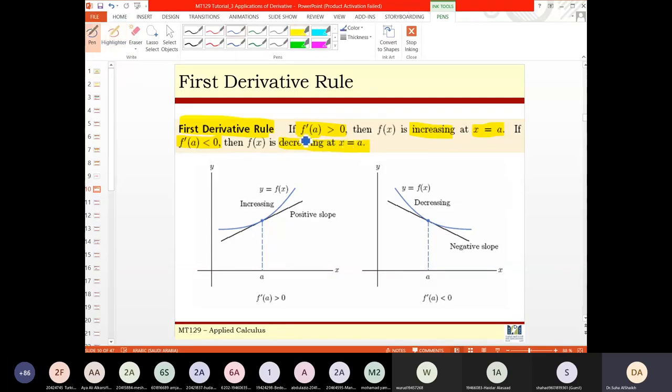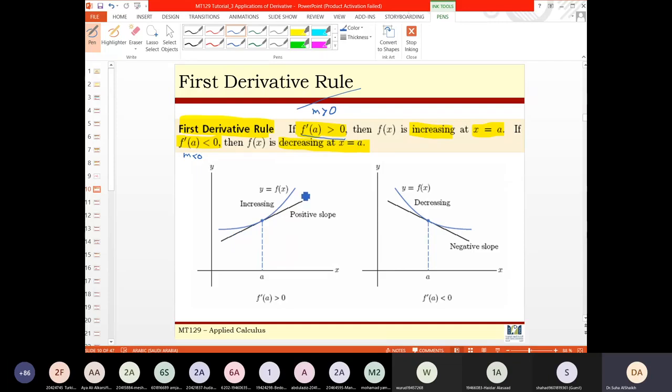It makes sense. What does it mean that the derivative is positive? It means the slope of the tangent line is positive, meaning the tangent line is increasing, meaning the function is increasing. Right? So if the derivative at a point is positive, the function is increasing at this point. Also if f dash is negative at the point, the slope of the tangent line is negative, the tangent line is decreasing, meaning the function is decreasing. You can see it here.